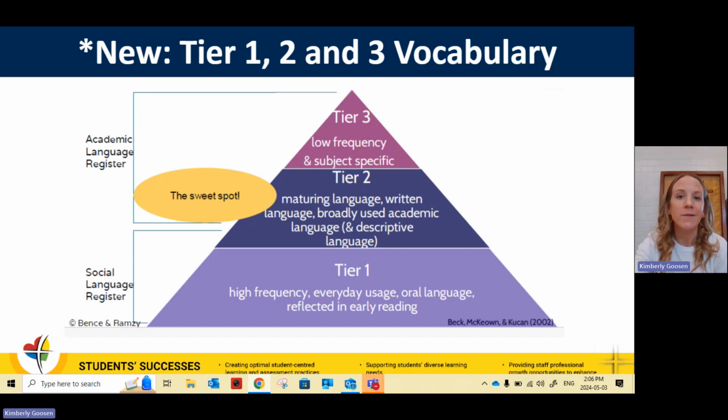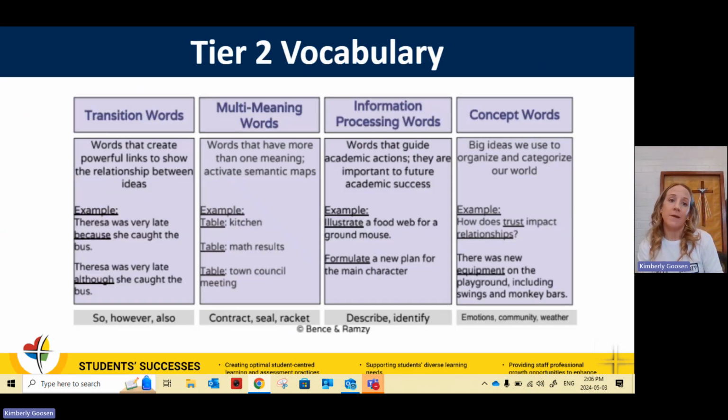Well, what is tier 2 vocabulary? So tier 2 vocabulary are transition words like because or although. They can be multi-meaning words like I am sitting at a table or I'm going to table this discussion. Information processing words. So I think of these like your PAT words. Usually students know the answer to a question, but they get stuck on these type of words. So illustrate, demonstrate, formulate. And then finally, concept words. So these are the words that kind of go across our academic world. So things like trust and relationship.